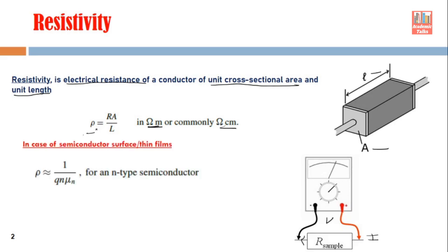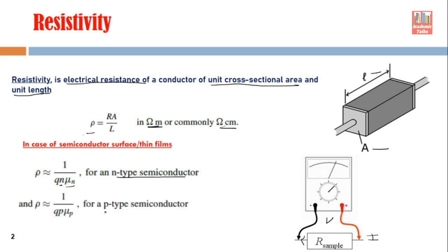Normally the equation of resistivity in case of n-type semiconductors is given by this expression. You can see here resistivity is the inverse of this term, so it is inversely proportional to n, the density of electrons. The higher the density, the lower the resistivity, because higher density means higher conductivity. It is also inversely proportional to the mobility of the electrons.